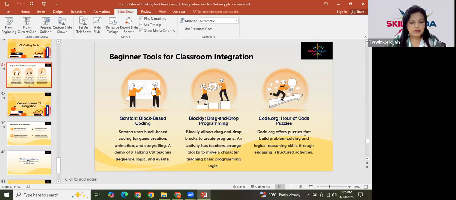Okay. Even MakeCode also they can use now. MakeCode is open source, free of cost. These are free, na? Yes, ma'am. Scratch we have to install. We need to download.